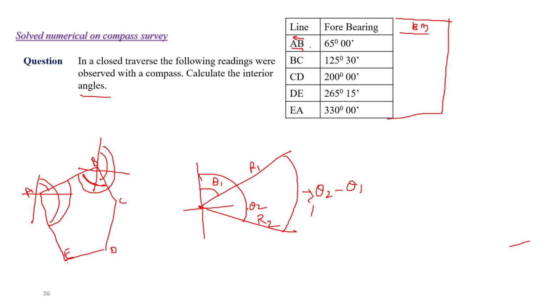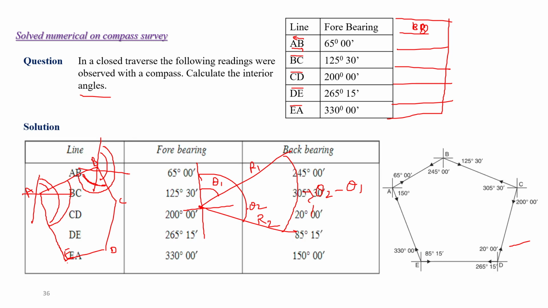Back bearing means we will calculate the angle from B to A, C to B, D to C, E to D, and A to E. We'll write this angle here, means back bearing. Okay, so the values of back bearings are here. Suppose we have calculated the back bearing. How to calculate it? This angle is less than 180, so we will add 180 here. It is also less than 180.